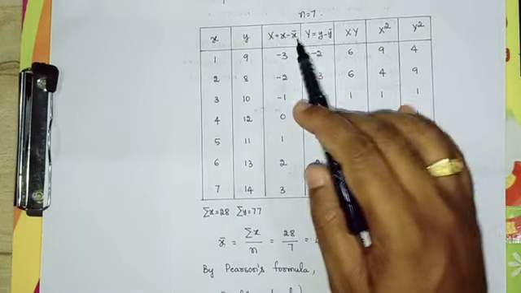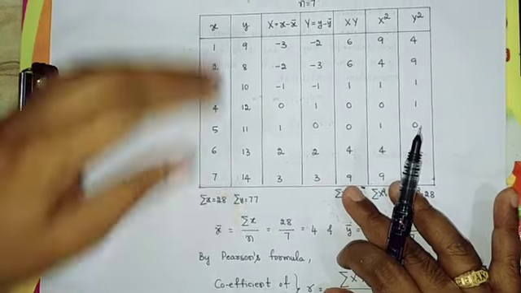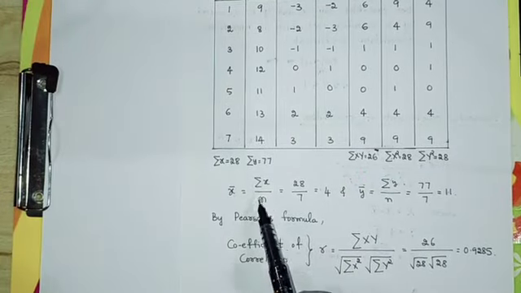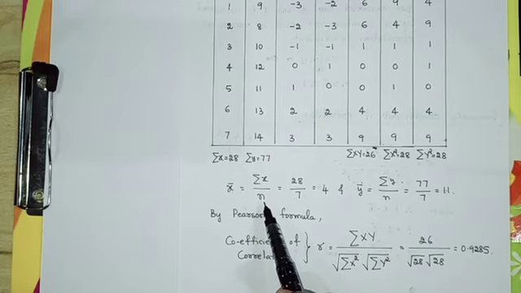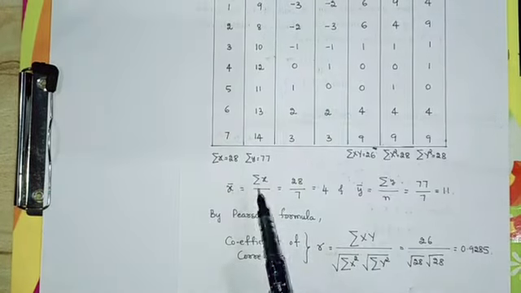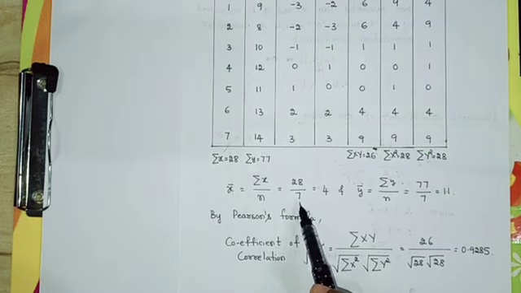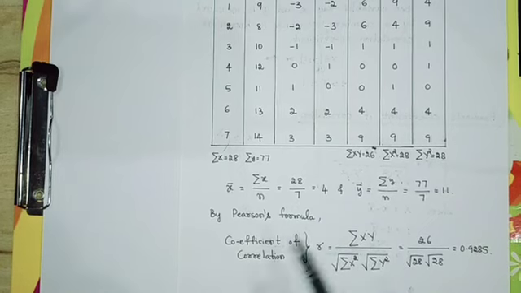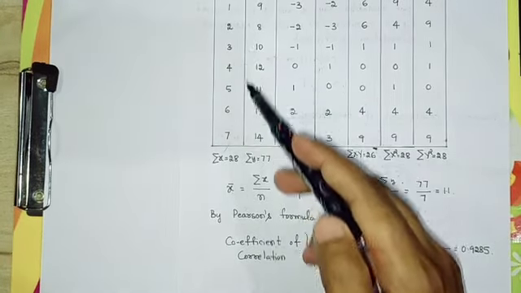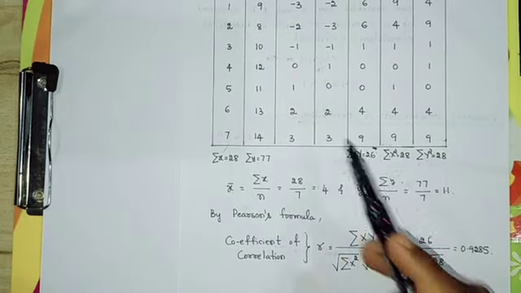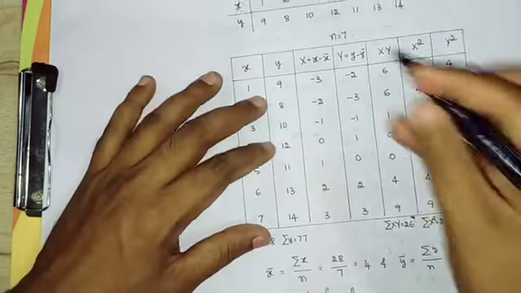So what is capital X? It is x minus x bar. To calculate capital X, we need to calculate x bar. So how can you calculate x bar? We have a formula for that. It is the sum of the values of x divided by the number of values of x. Here I have 7 values of x, so n equals 7, and the sum of these values is 28. So 28 divided by 7 is 4. And y bar can be calculated as summation y divided by n. The sum of y values is 77, divided by the number of y values, 7, so it is 11.